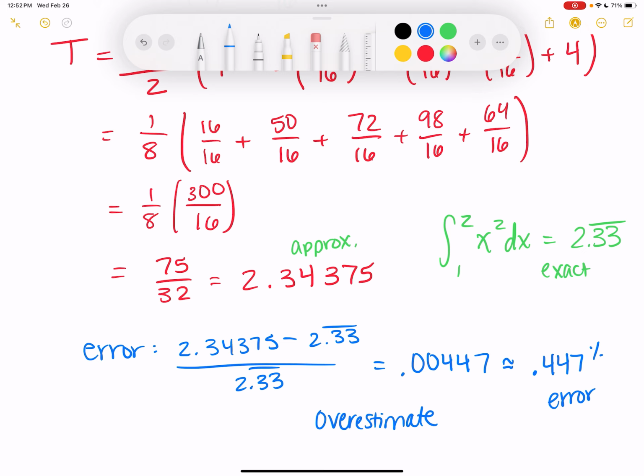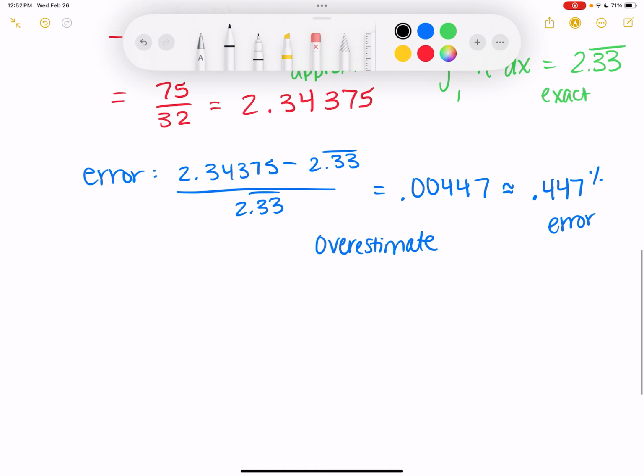Use the trapezoidal rule with n equals 4 to approximate the value of the integral. Use the concavity of the function to predict whether the approximation is an overestimate or an underestimate. Finally, find the integral's exact value to check your answer. So basically, same thing we just did, but plus concavity.